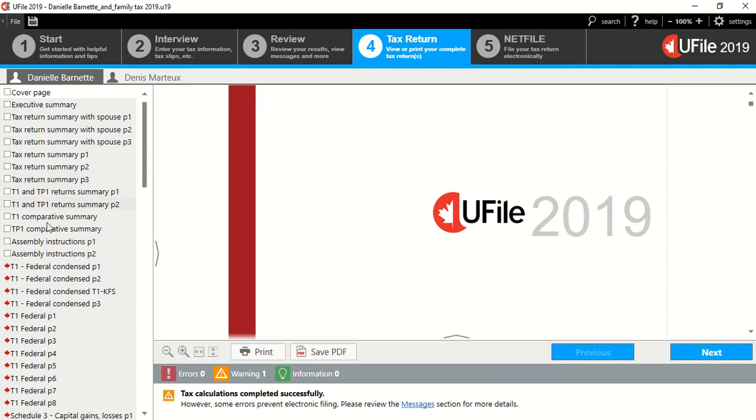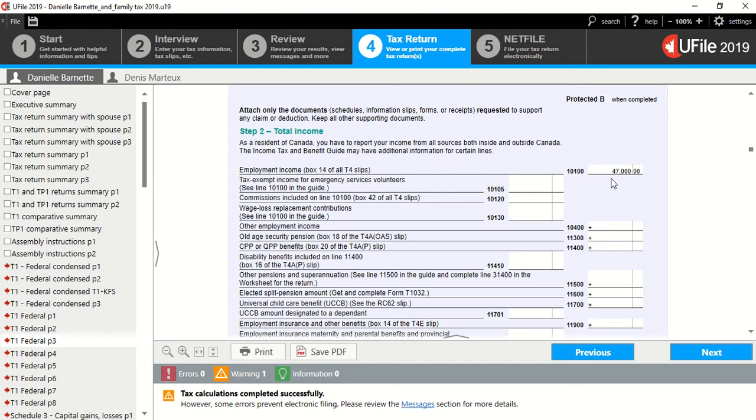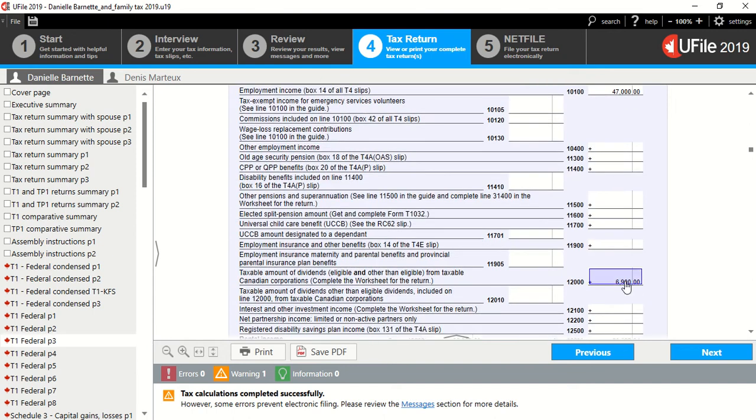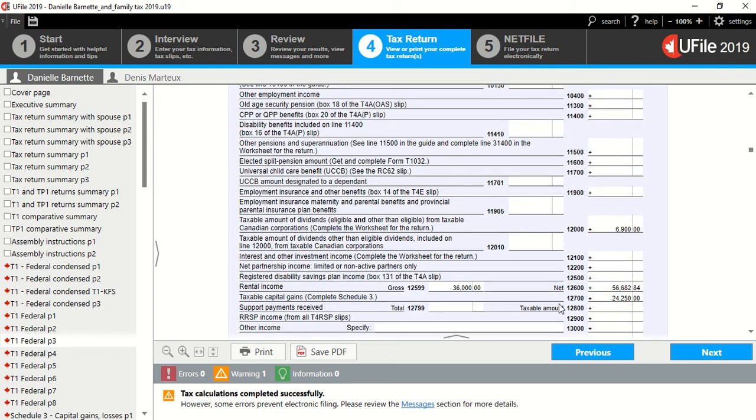Okay. All right, a quick glimpse of the federal return. Let's start with page 3. Here's my employment income. I have a taxable amount of dividends that belong to my spouse, but UFile did an optimization, declaring her dividends on my return in order to increase my spousal amount.